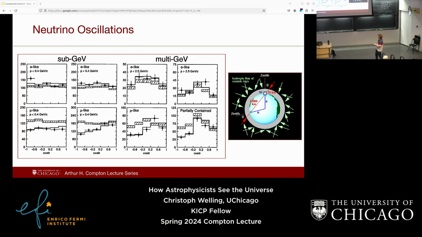And then this axis here is the direction, and these brighter lines show you what you would expect if there were no neutrino oscillations. And then the thinner dark lines show you what you would expect if there are neutrino oscillations. And then these little crosses here are what they actually measured. And you can see consistently the number of neutrinos you see from different directions matches very well with what you expect for neutrino oscillations.